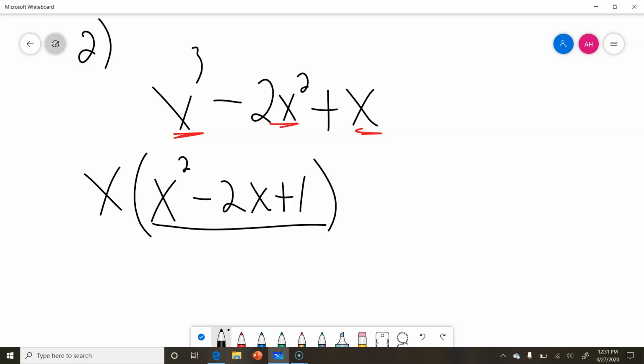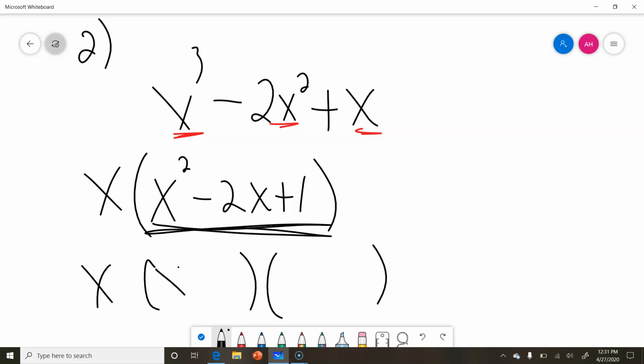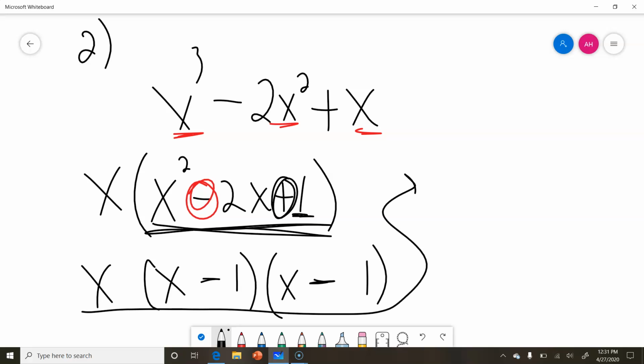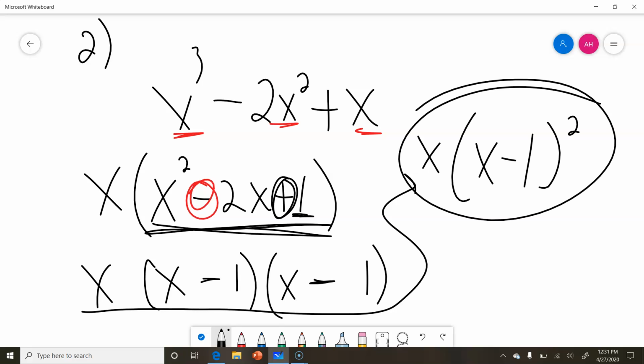Now I'm left with a trinomial, which I can make into a binomial by splitting this up and using my factoring ability here. What times what is 1? Well, I know it's got to be 1. I look at this sign, it's a positive, so the signs have to be the same, and this sign's a negative, so they're both negative. And that's my final answer right there. I can rewrite this as x times x minus 1 squared. Okay, so everybody should get number 2 right on the homework.